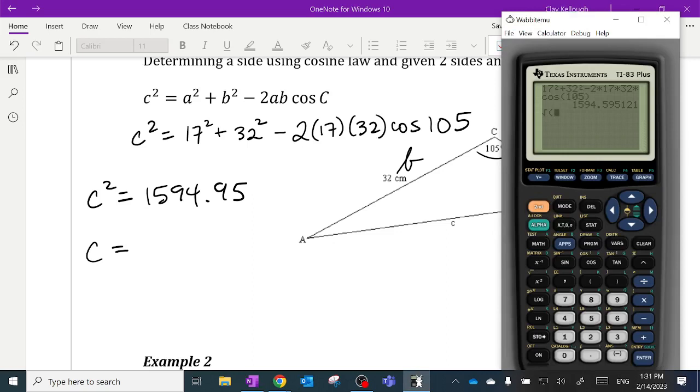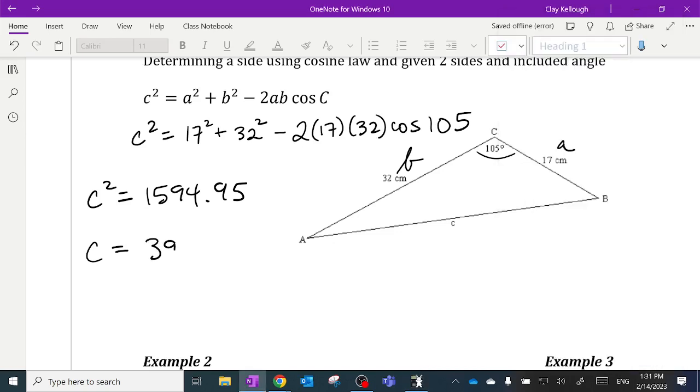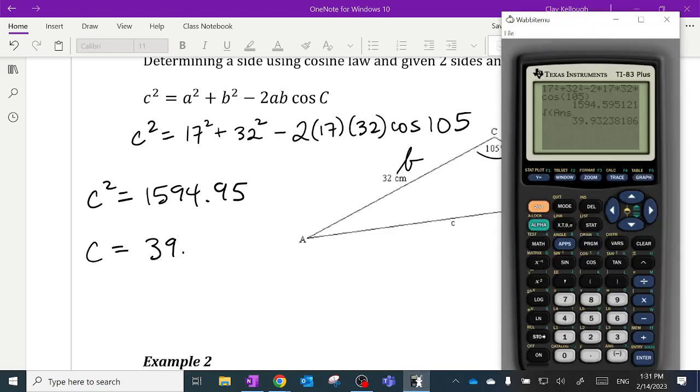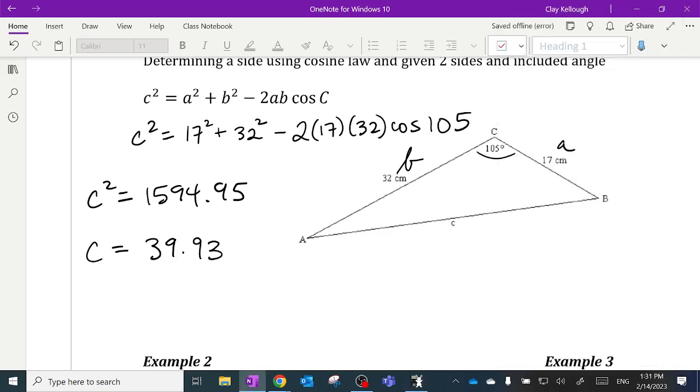And then I have to put answer. Some of you don't even have to hit anything. You just hit the square root button, and boom, whatever was on the screen becomes its square root. And there it is. You should get 13 point, I'm going to round it to two places, so 13.9, oops, 13.9, 39, what did I say? 39, thank you, 0.93.